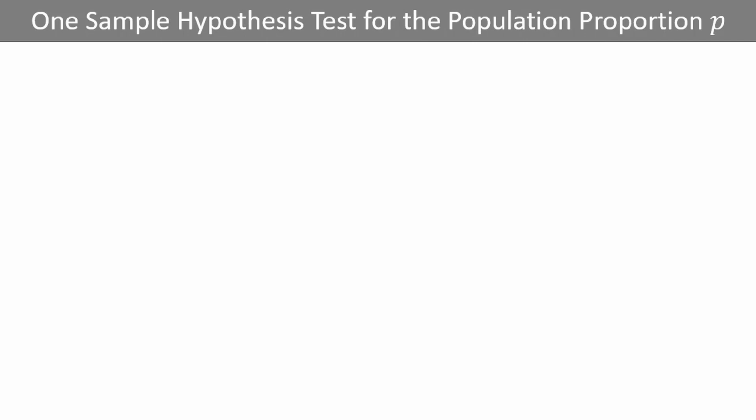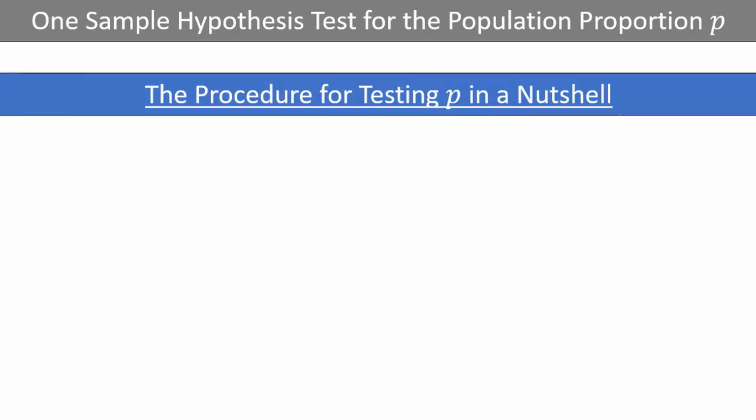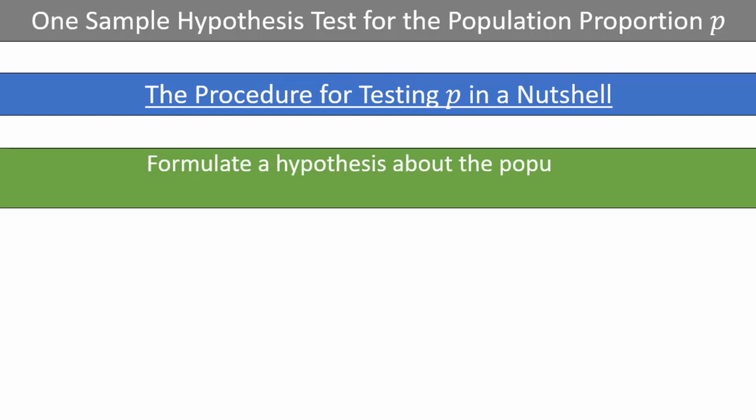Welcome, my friends! In this video, we will discuss how to complete a one-sample hypothesis test for the population proportion using p-values. Remember that the population proportion p is just the probability of success from the binomial distribution, such as the proportion of voters who support a political candidate or the proportion of students in a statistics class who receive an A.